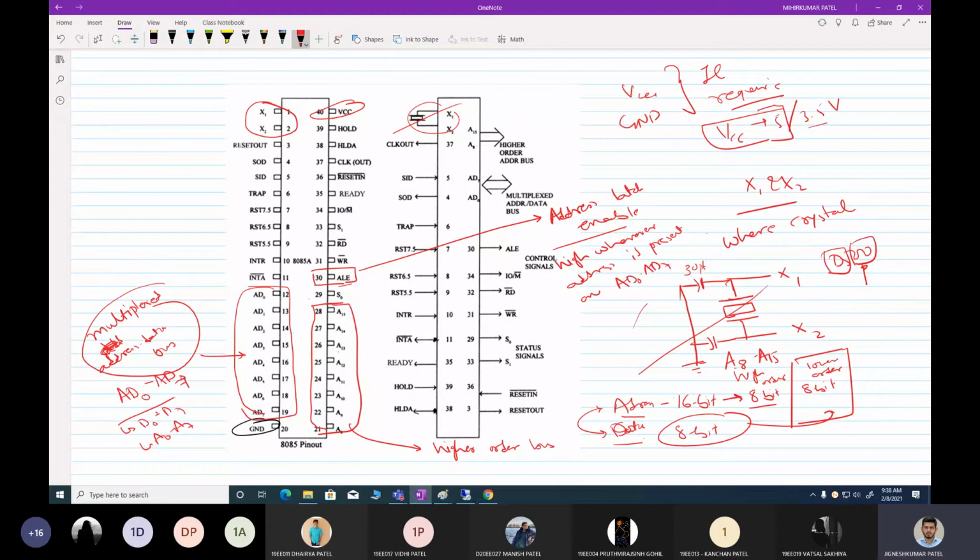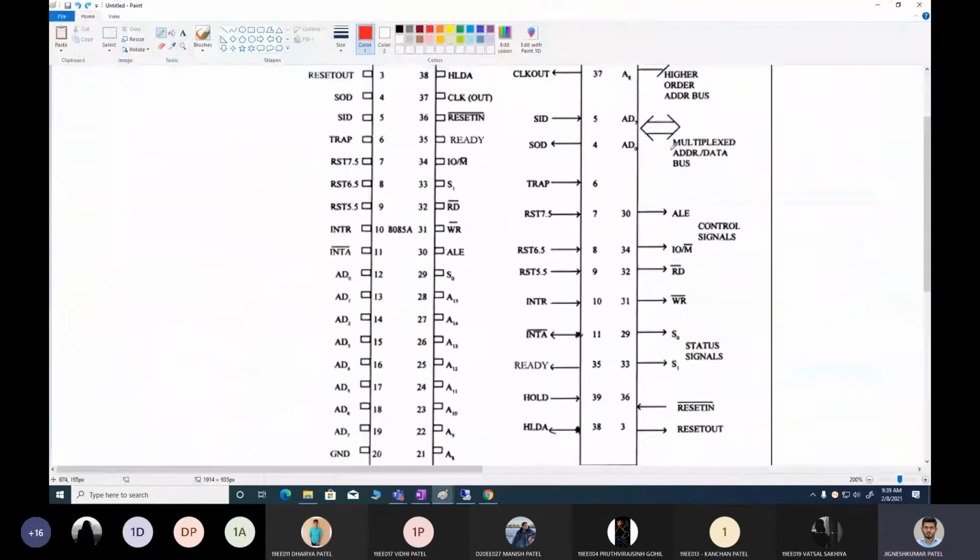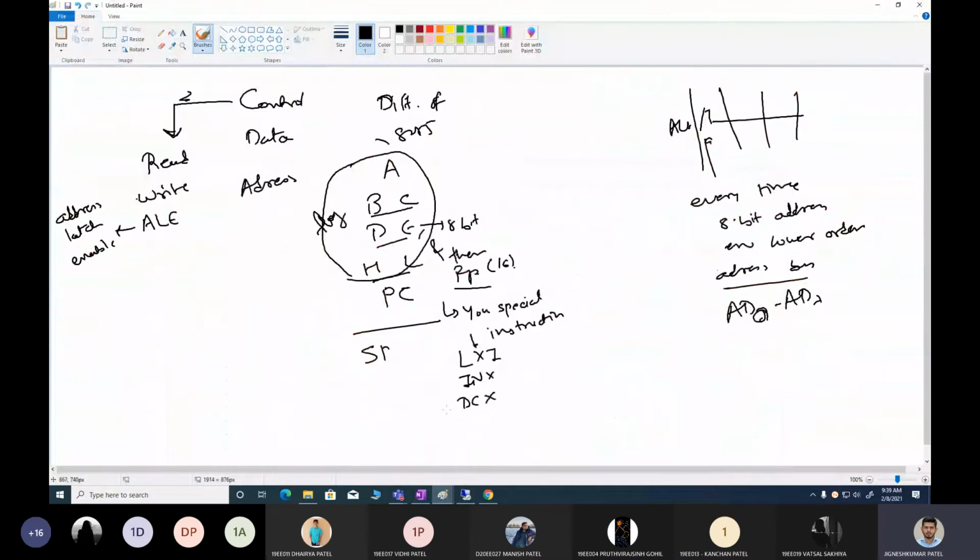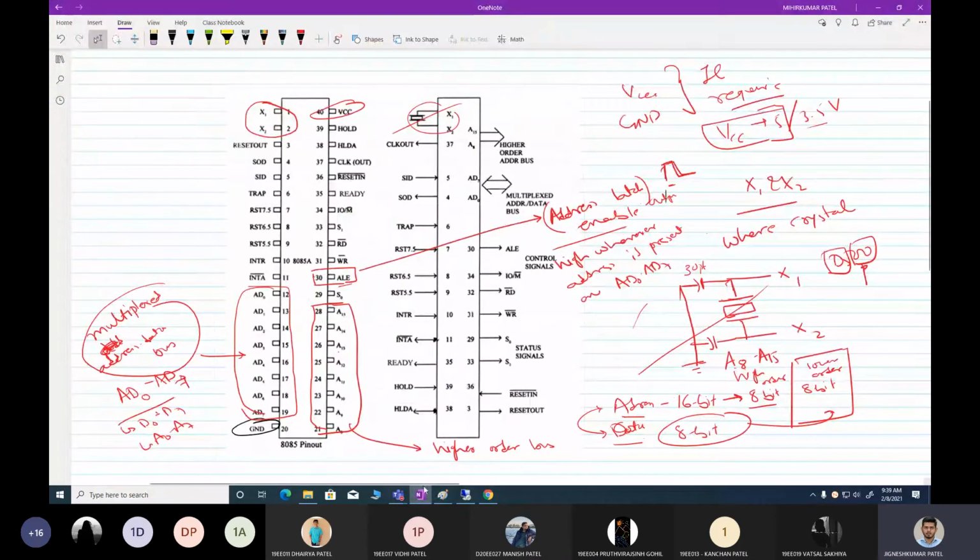So whenever 8085 puts an address on AD0 to AD7, at that time, immediately this address latch enable signal, which is an output signal, will go high. By looking at the ALE signal, it will look like this: for half a cycle, it will go high. By looking at the ALE signal, you can guess whether there is address or data. If ALE is 1, that means AD0 to AD7 has an address on it. And there is a special dedicated circuitry to load that address from there.